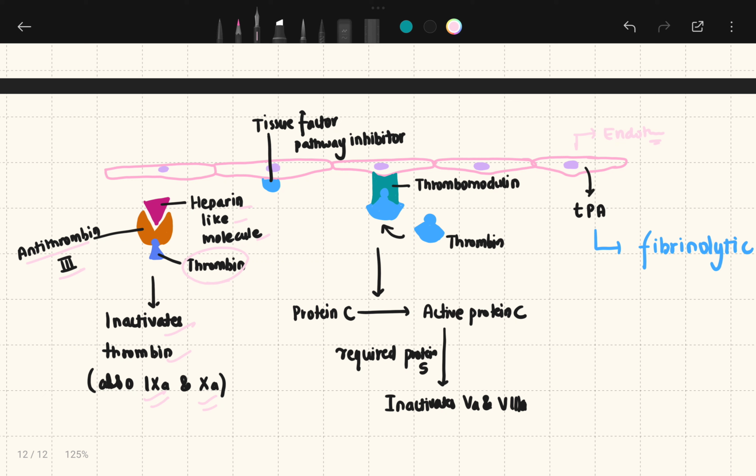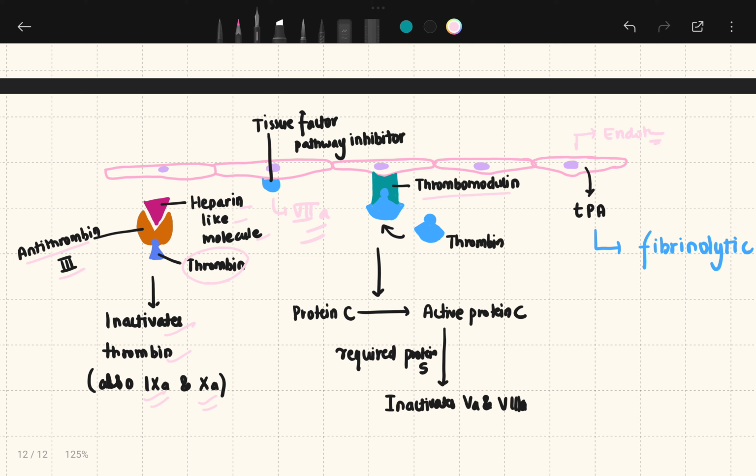Second, tissue factor pathway inhibitor, which will inhibit the tissue factor and also inactivates VIIa, basically the tissue factor VIIa complex. We knew that in the extrinsic pathway of the coagulation cascade, this tissue factor binds with the seventh coagulation factor, right? So this complex is inhibited or inactivated with the help of this tissue factor pathway inhibitor.